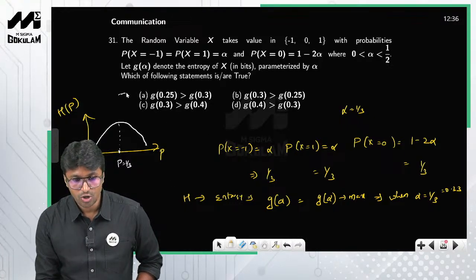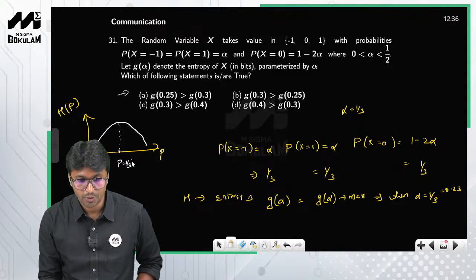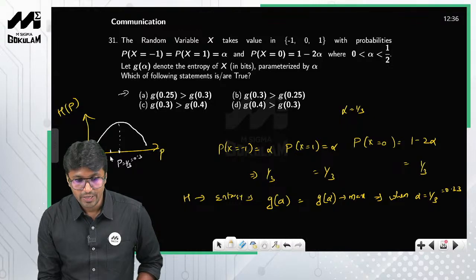Look at the first option, G of 0.25. So this is 0.3, so 0.25 will be in this region. So G of 0.25 is greater than G of 0.3, which is absolutely wrong, right? So this is false, right? Because this is a value which is lesser than this value, right? So therefore option A is wrong.